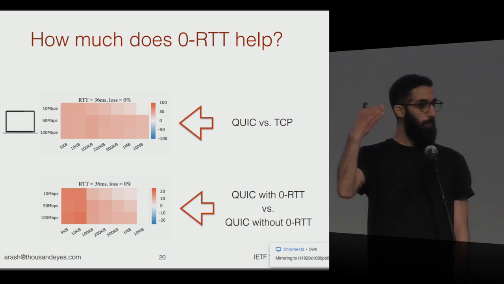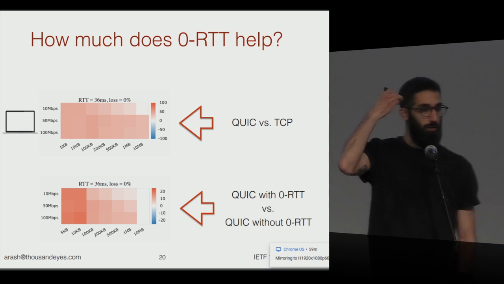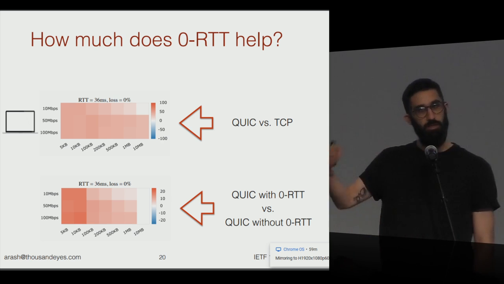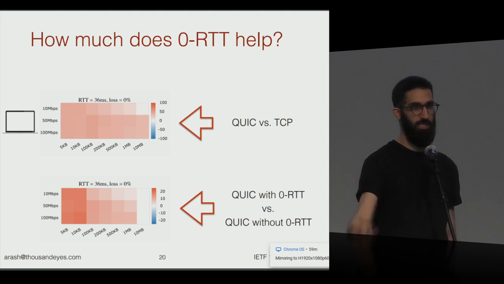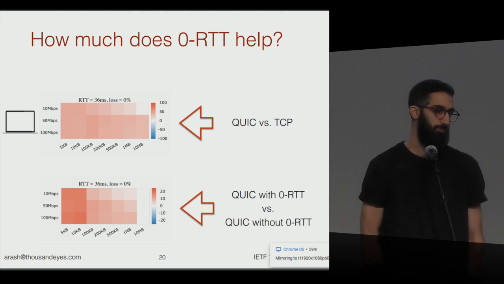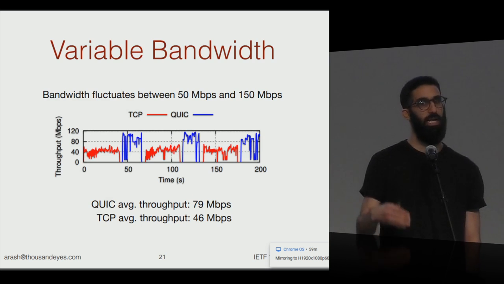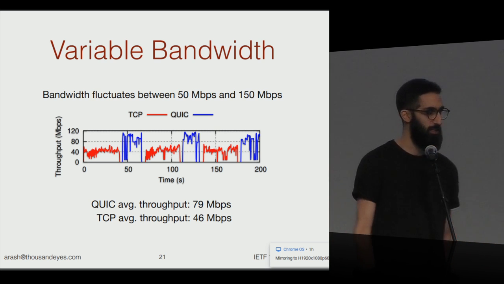So comparing these two plots together, as we said, zero RTT only helps for smaller objects, but we can see that Quick is doing better for bigger objects as well. So we wanted to see what is it that Quick does that helps it to perform better. I have an experiment here which is a little bit extreme, but I like it because it helps visualize things a little bit better.